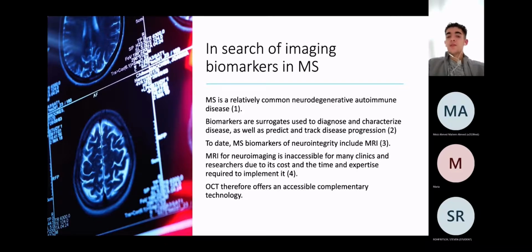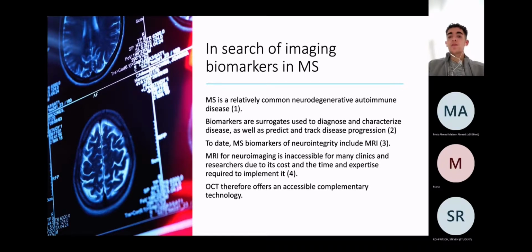Multiple sclerosis is a relatively common neurodegenerative autoimmune disease. In Canada, it affects about 1 in 400 people. Biomarkers are surrogates used to diagnose and characterize the disease, and predict and track disease changes. You can diagnose or characterize different phenotypes of the disease, predict or give a prognosis, and track disease progression. So you can track changes in the disease, how much worse has it gotten or even better, have people been responsive to treatment and so on.